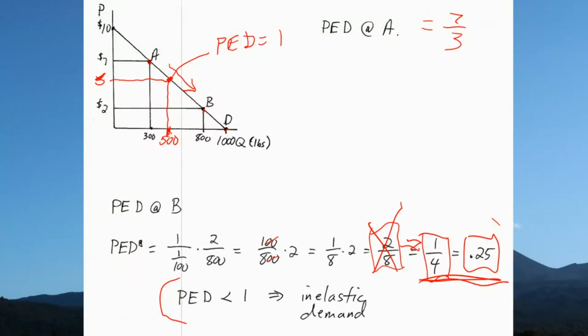All right, so notice A is to the left of the midpoint, and so it's in the elastic range, greater than 1. B is to the right of the midpoint, and so it's in the inelastic range. And this is a rule of thumb you can apply.